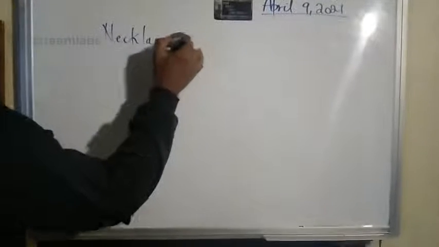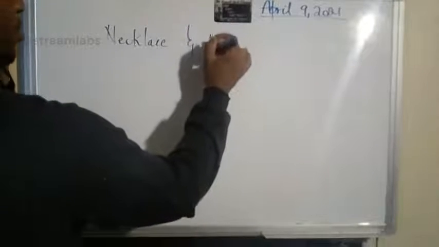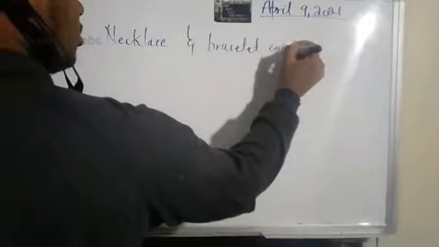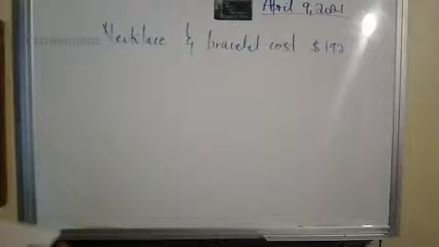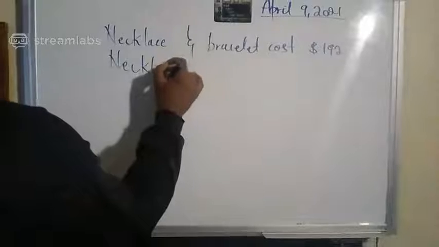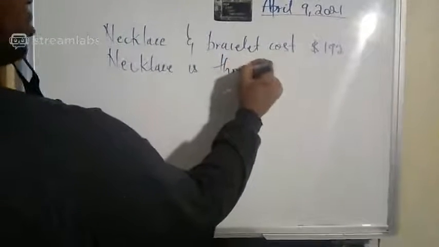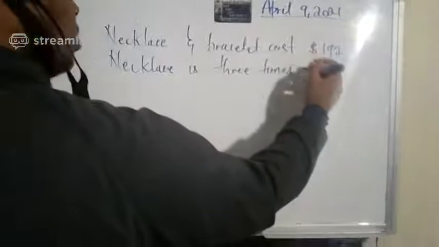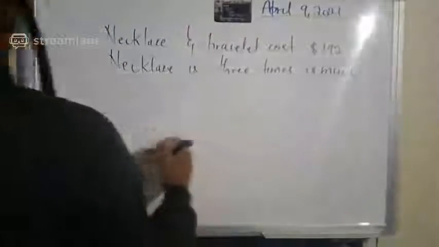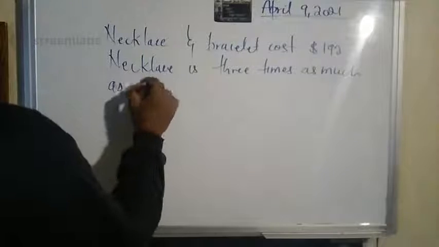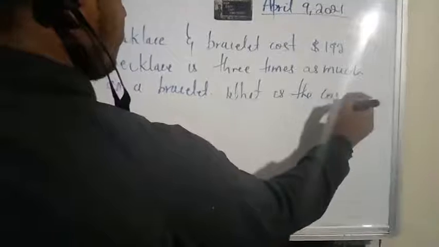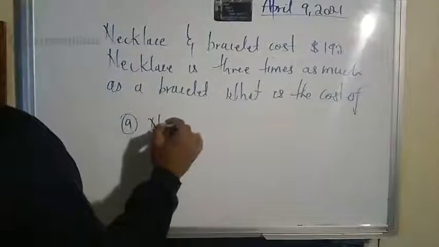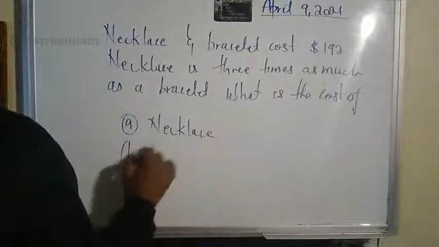Alright, so it says a necklace. All the ladies, you're going to get a necklace and bracelet. So it says a necklace and a bracelet cost $192. But they also say that the necklace is 3 times as much as a bracelet. What is the cost of a necklace and of a bracelet?